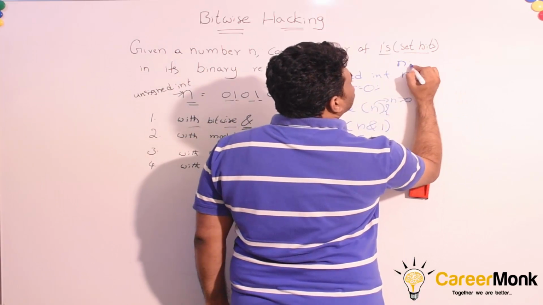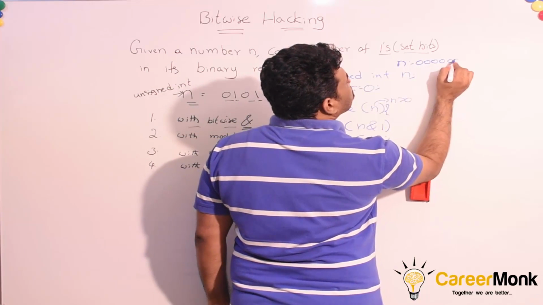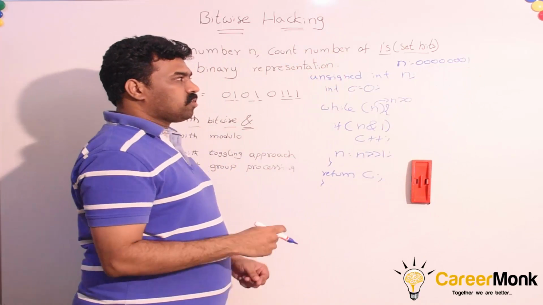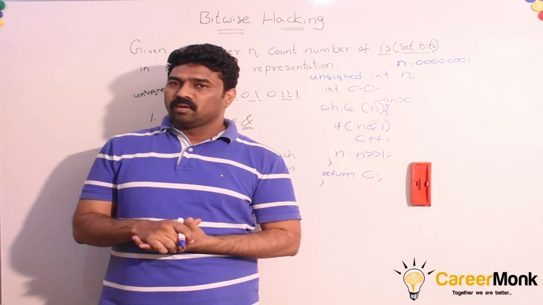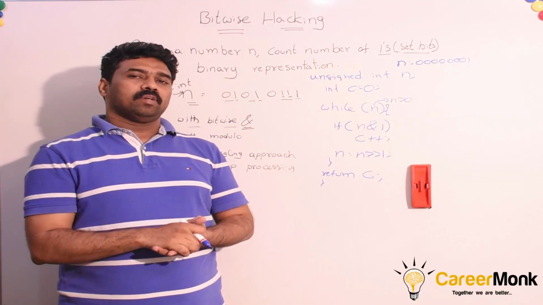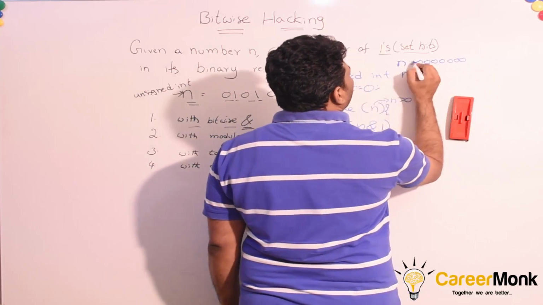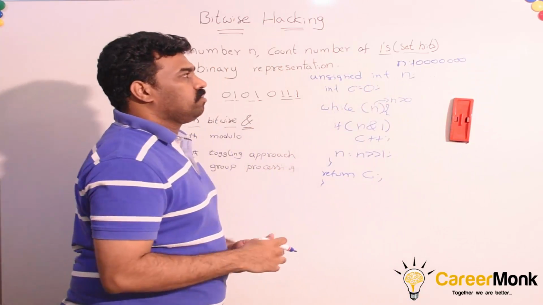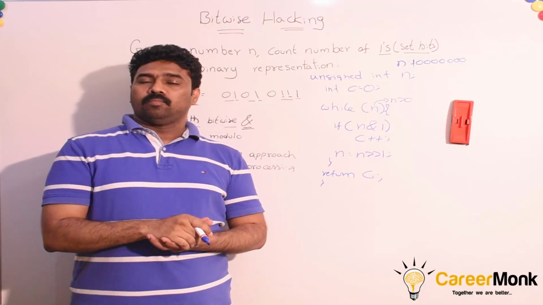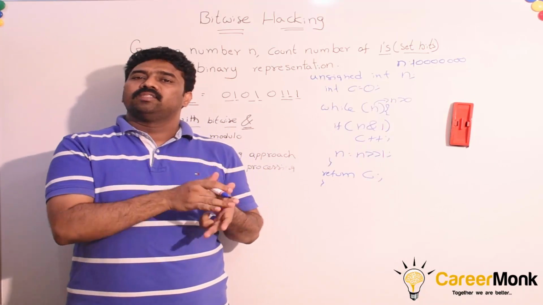If n is equal to this, after the first iteration, the n value will become 0. That means we are stopping after the first iteration itself. That's why in the worst case, if we add 1 here, we are crossing all the bits of the given number. So the overall complexity of this code is nothing but the number of bits in the given number.